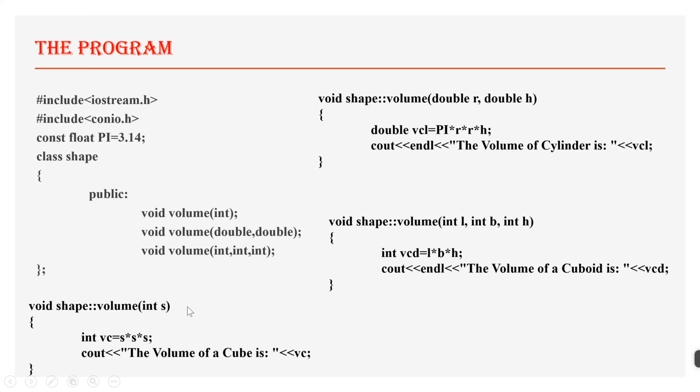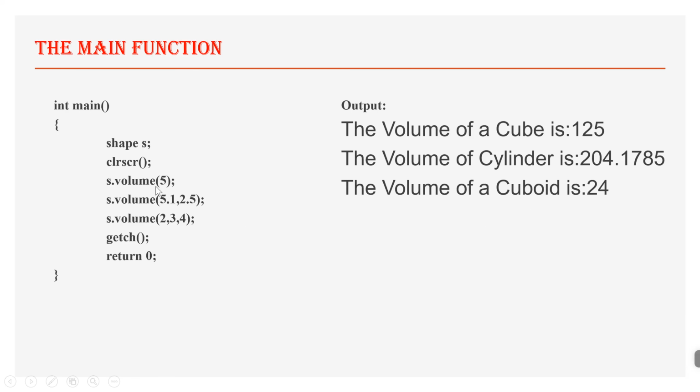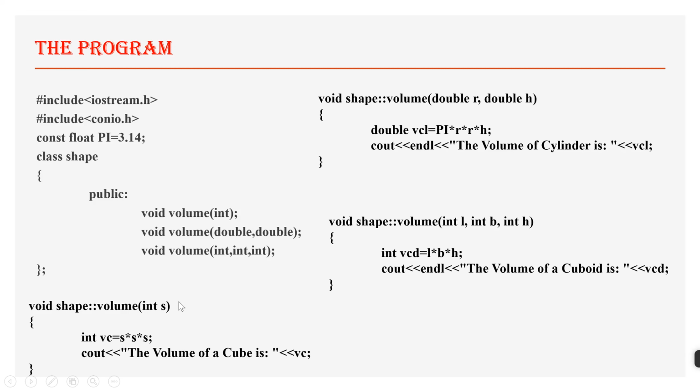So let's do that. How? Void Shape scope resolution operator volume, integer yes. Now where I am supplying integer yes? See here, yes dot volume of 5. That means integer 5. 5 will be taken here.